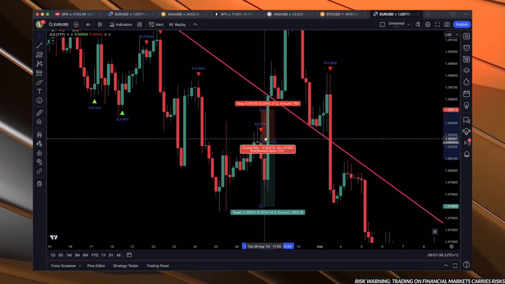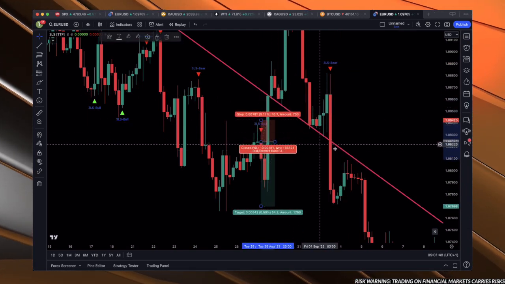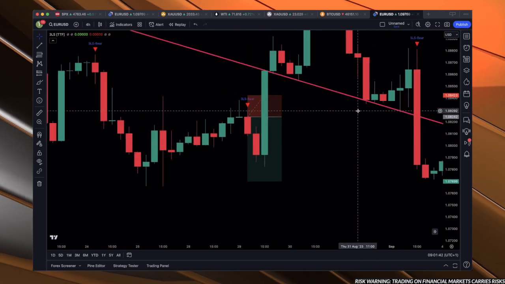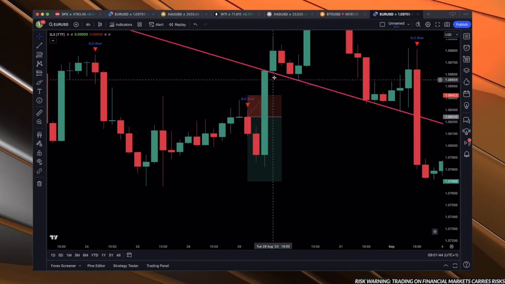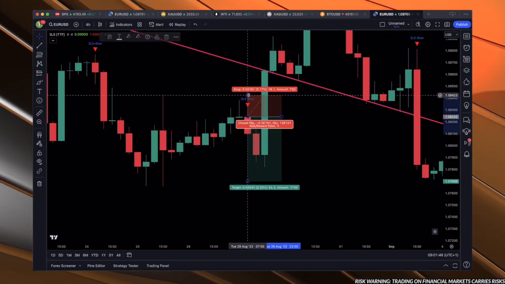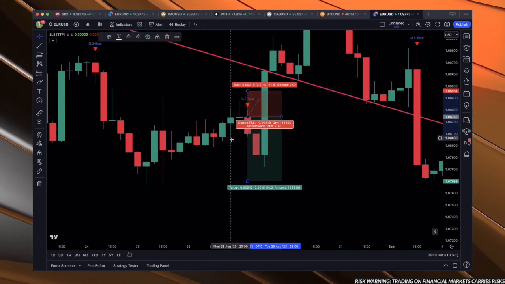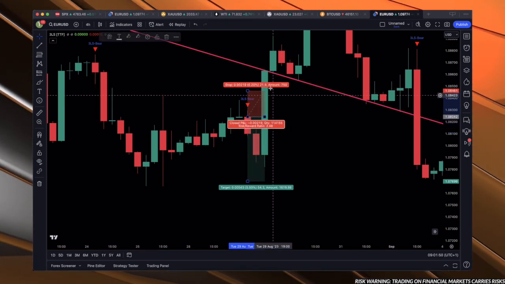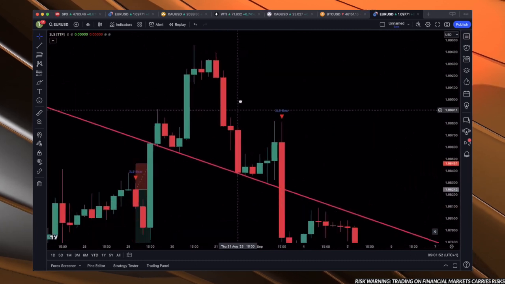We had this one, which was not profitable, because if we check here, we have the signal. It is near the trend line, but if we set a stop loss somewhere over here, you can see at this candle we would be stopped out.